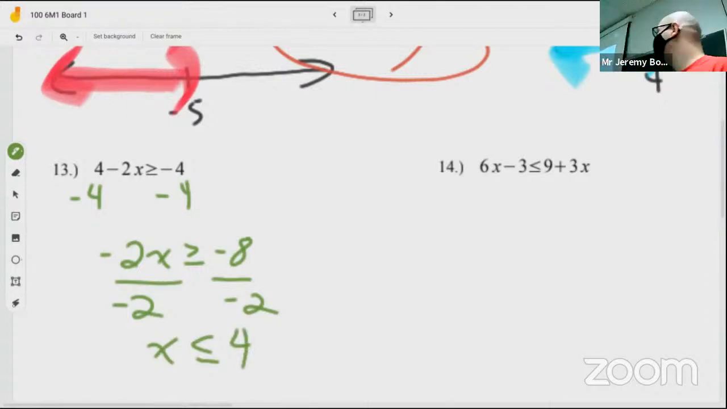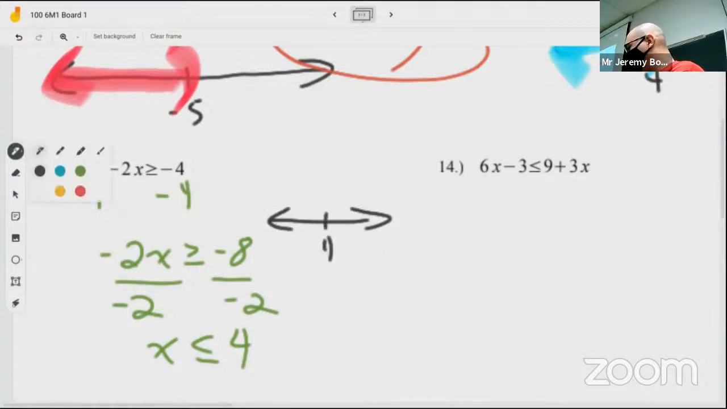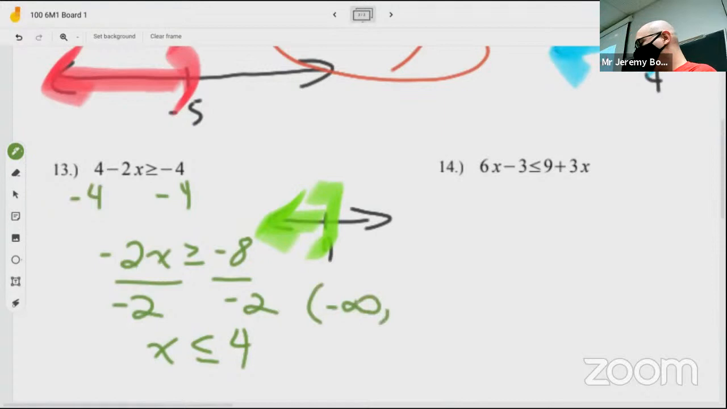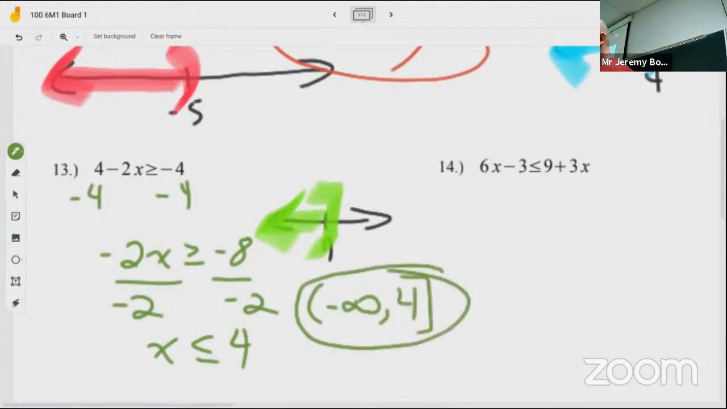Because negative divided by negative is positive, 8 divided by 2 is 4. And so for our interval notation, that's 4. It is less than 4, so it's on this side here. It can be equal to it, so we'll put a bracket. So that means that my interval notation will be negative infinity to 4, but with a bracket on the 4. So it'll be half open or half closed. Remember, there's always parentheses on negative and positive infinity.